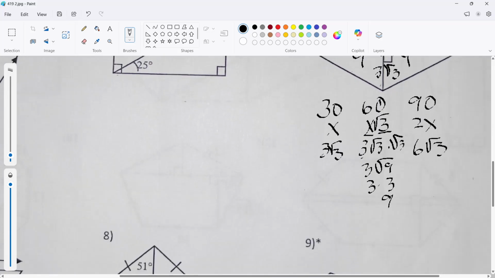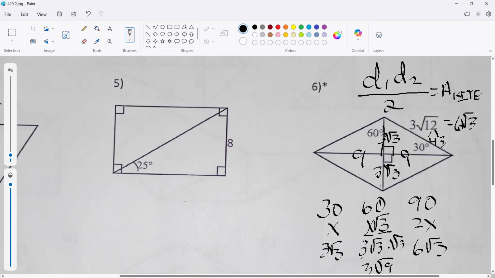So formula, D1 times D2 divided by 2. 3 square root of 3 plus 3 square root of 3 is 6 square root of 3. 9 plus 9 is 18. That whole diagonal is 18. Divided by, times rather, not plus, times, wait a minute, let me fix that.